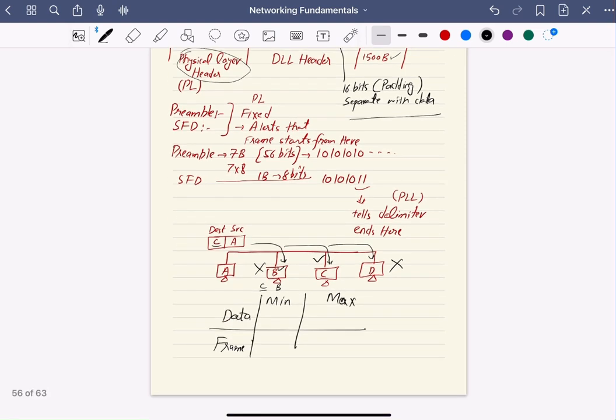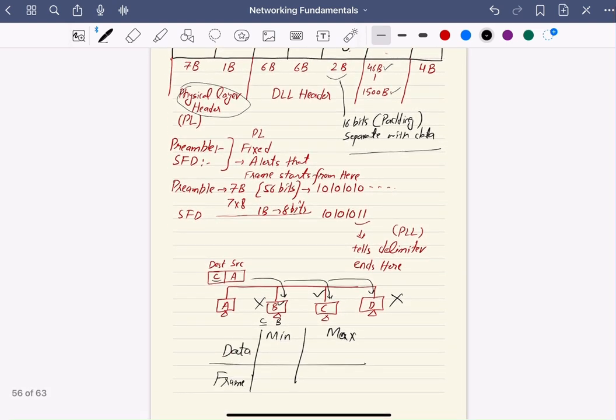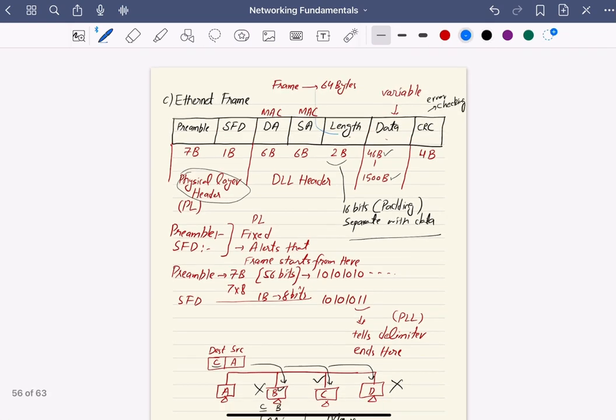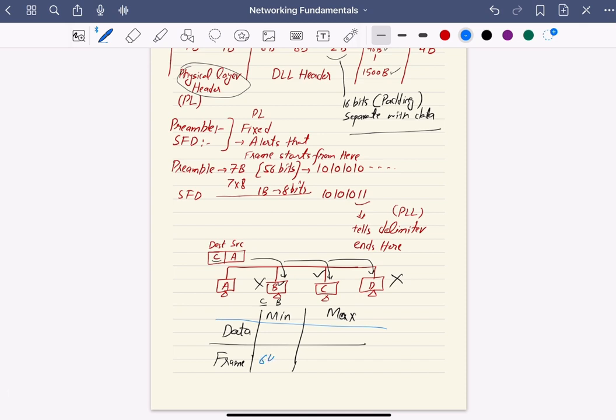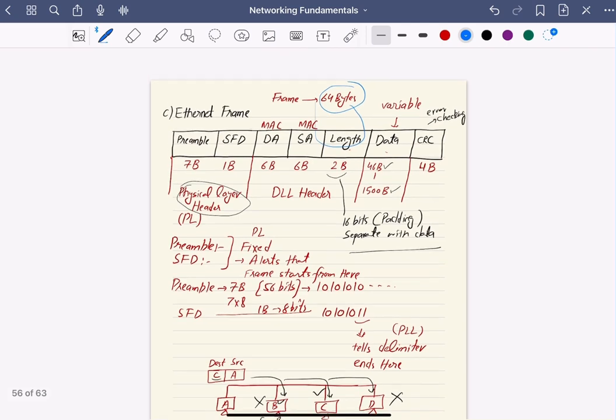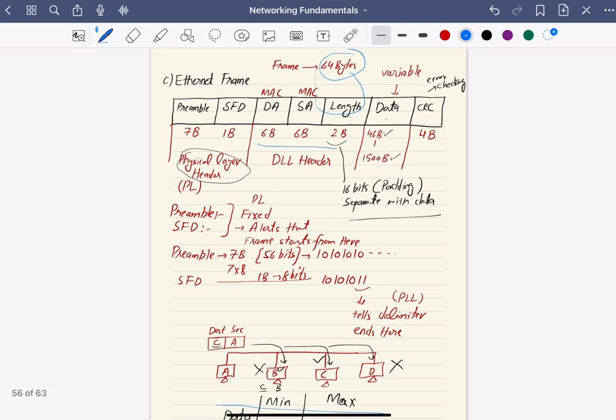If you calculate the frame size, as I mentioned earlier, the minimum frame size should be 64 bytes as defined by the IEEE 802.3 standard. So it should be 64 bytes. So let's see what the data size would be. How do we calculate it? You want to design a frame. So we will add 6, for example, this 6 plus 6, this 6 plus 2.